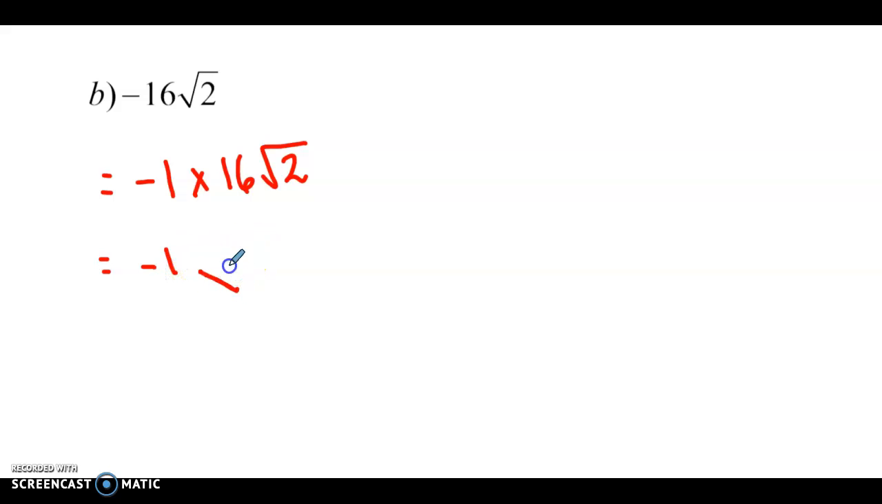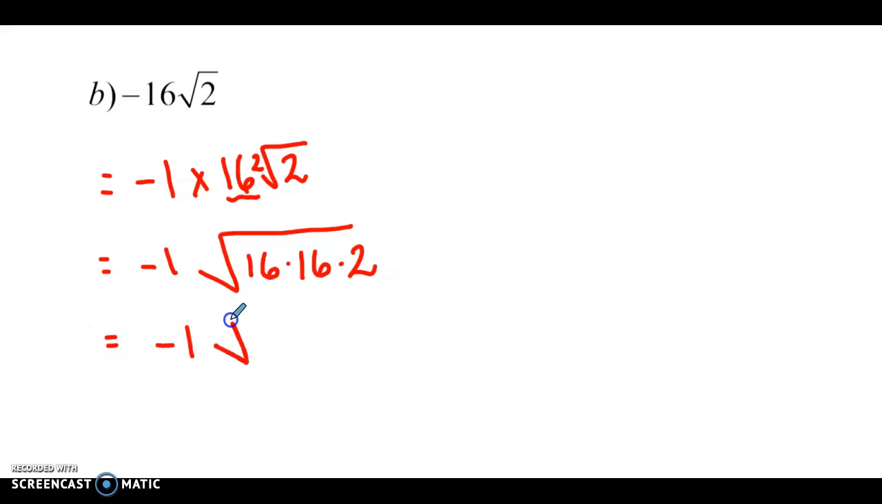To rewrite, we are going to take the number outside. This again is a square root. We are going to write that number twice inside the square root and multiply it by the number already inside. So in this example, we have a -1 times the square root of 512. Or we can write that as just negative root 512.